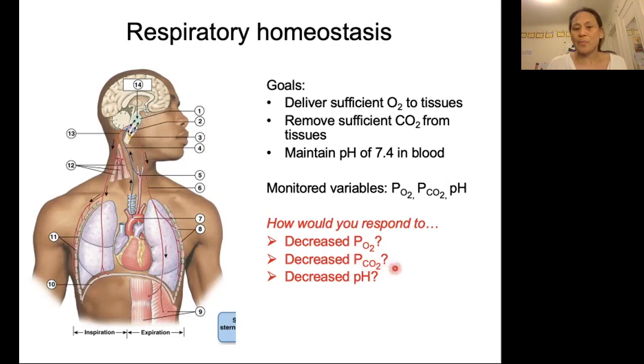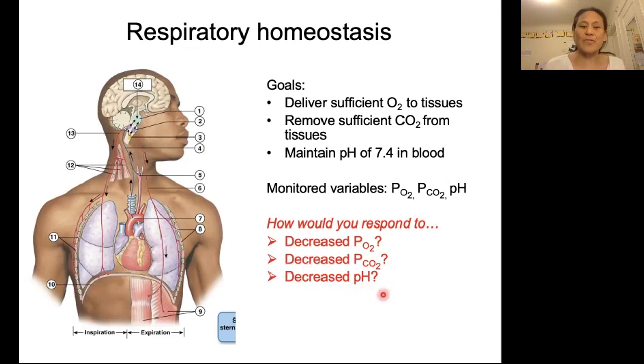You might not think that that's all that important, but because CO2 is so closely tied to pH, it is important to keep your CO2 levels at the right level. Finally, decrease pH. So if your pH has decreased, you're going to want to increase your ventilation.